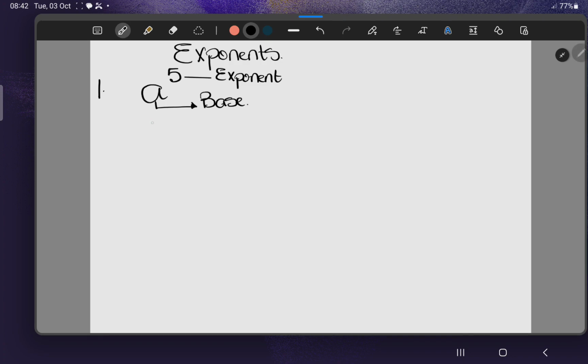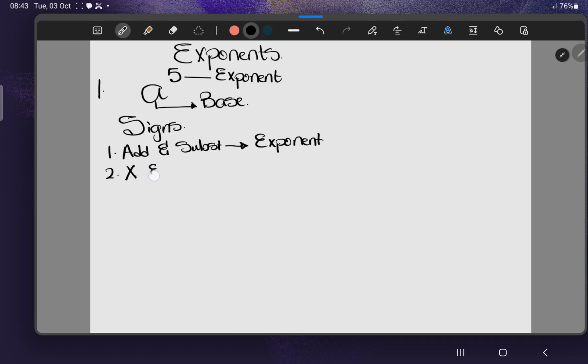As well as the signs that we're going to deal with: addition, add and subtract. So this one here, we talk about the exponent. But then number 2, for multiplication and division, this is where we talk about the base.